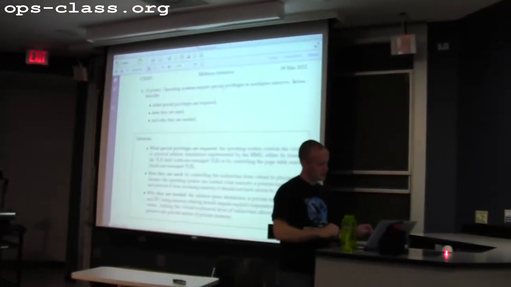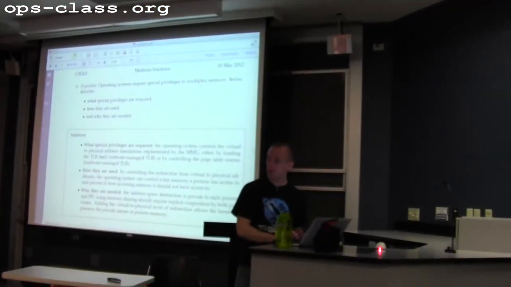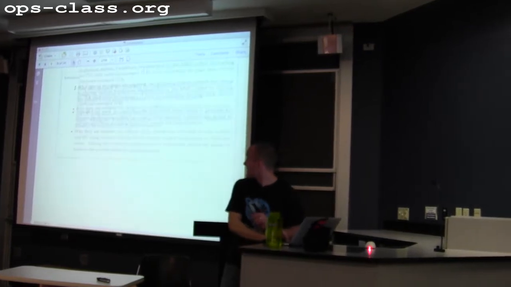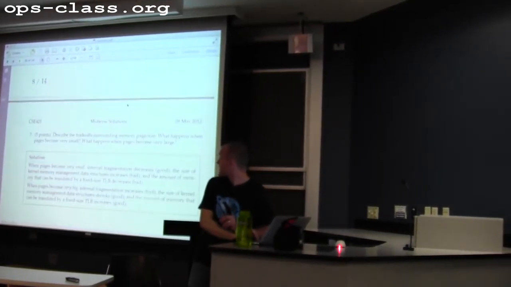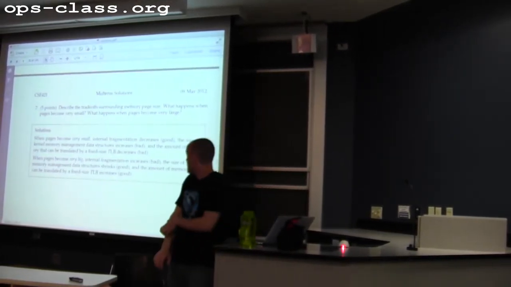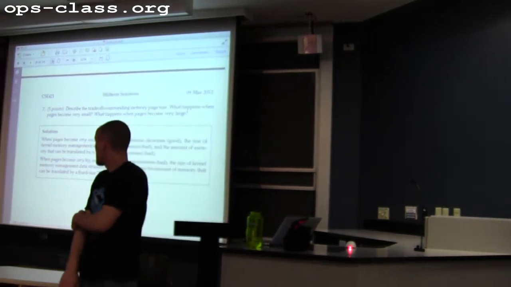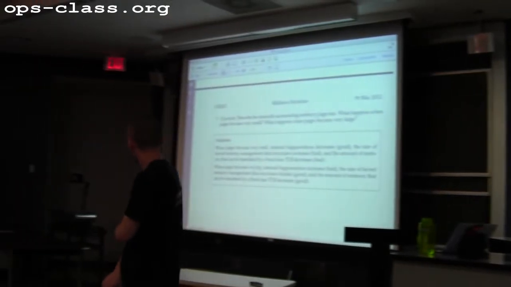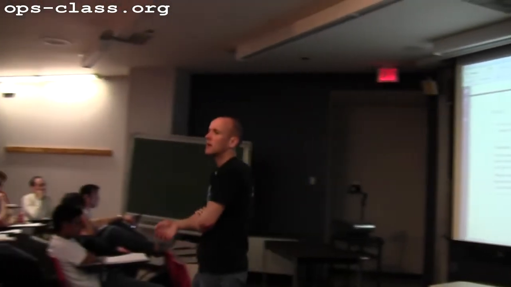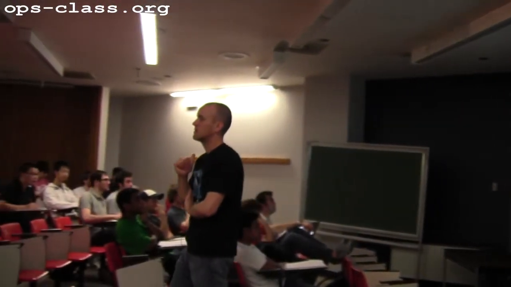Okay, the next most difficult question was question 7. Describe the trade-off surrounding memory page size. What happens when pages become very small? What happens when pages become very large? I'll be honest, I didn't anticipate this question was going to be hard.